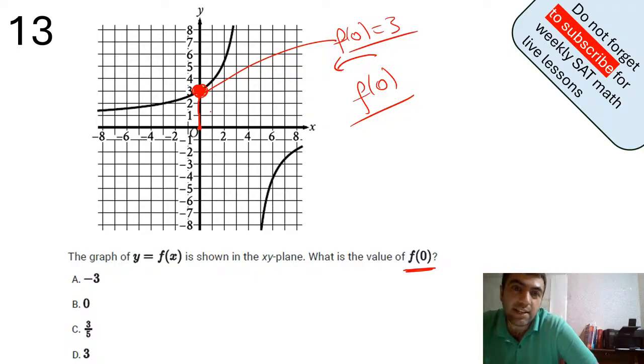Did you understand? X'in 0 aldığı değerde grafikin 3 olduğunu görürsünüz. There. Did you understand, Mr. Saib and Mr. Shahin?